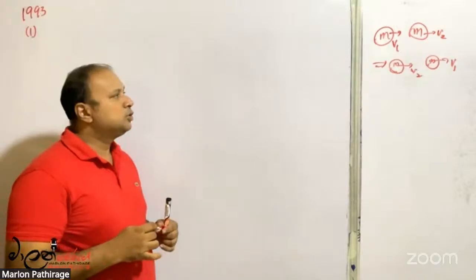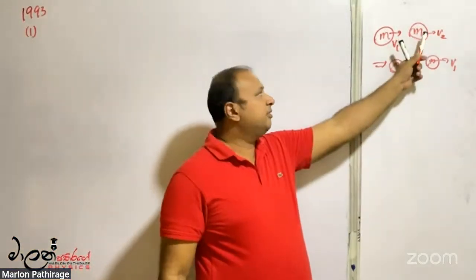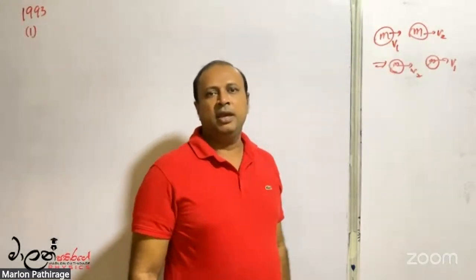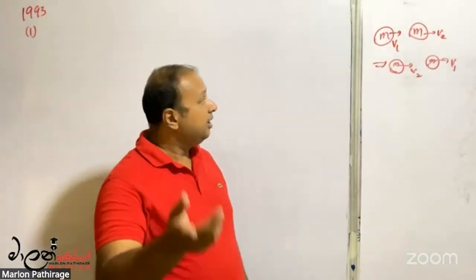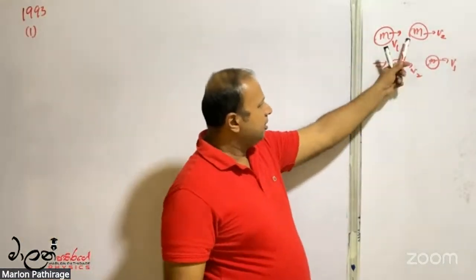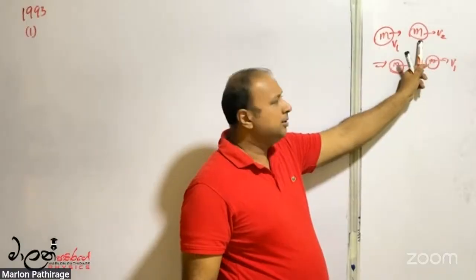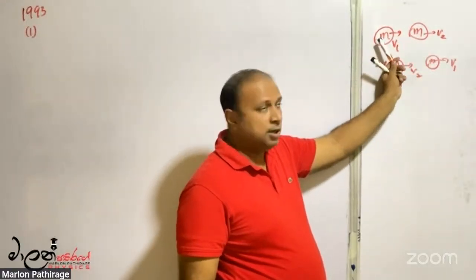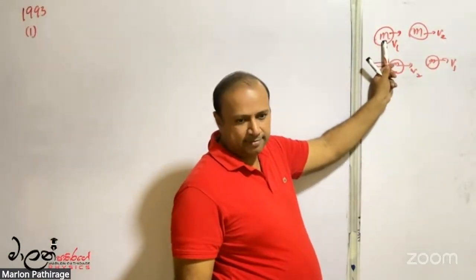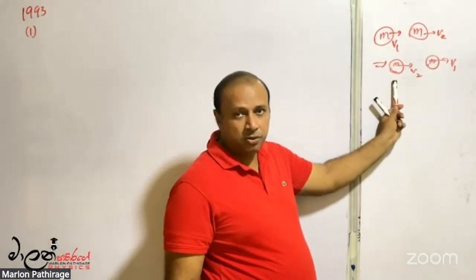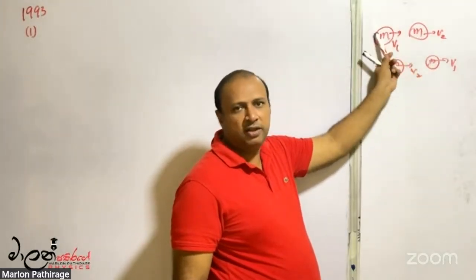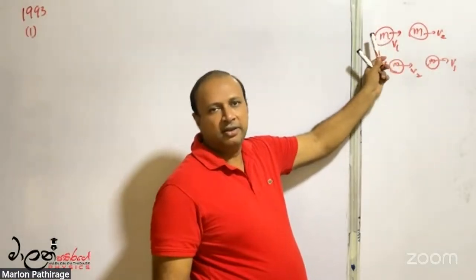So if one of them is at rest, then after the collision, the second one will come to rest. The other object will move. That means, suppose this object is at rest. As their masses are equal, once they collide with each other, this mass will come to rest, and this mass starts to move with the velocity of the other mass.